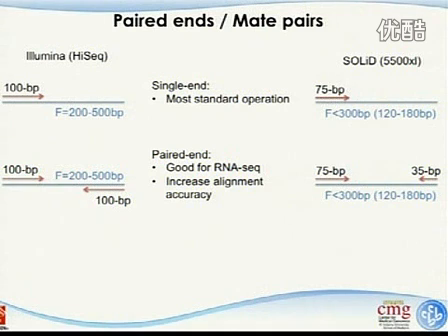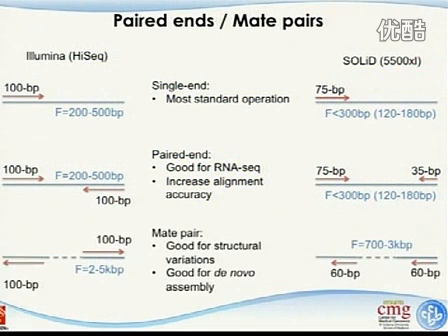However, once you sequence another 100 base pairs 500 base pairs away, it's unlikely that part is also in the repetitive regions, so it can help you to anchor the alignment. That really increases the alignment accuracy. And similarly for the SOLiD platform.